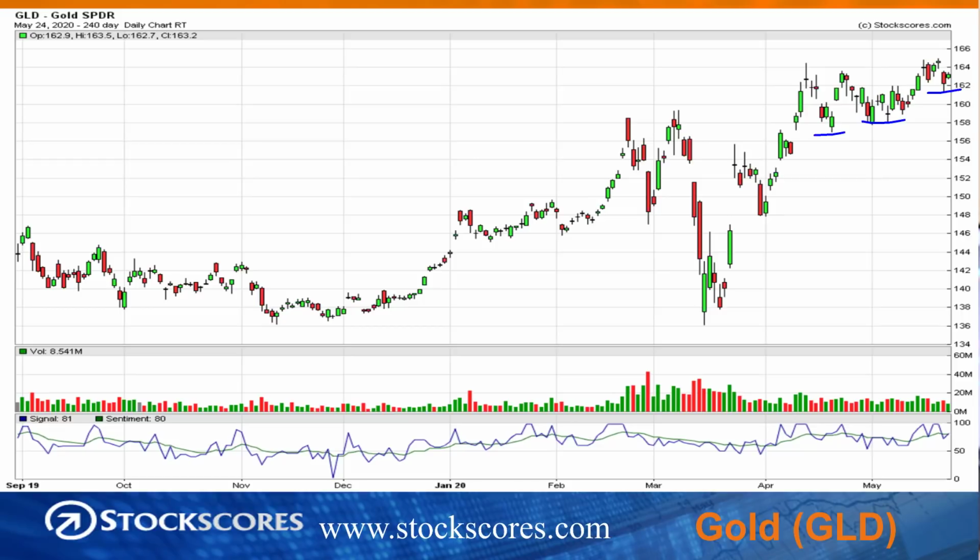I do think it's a little overextended. I'm a little bit worried that we could get a break of the upward trend line, but until that happens, I would remain a bull on gold long term. Short term, kind of neutral. We've been grinding our way sideways of late.